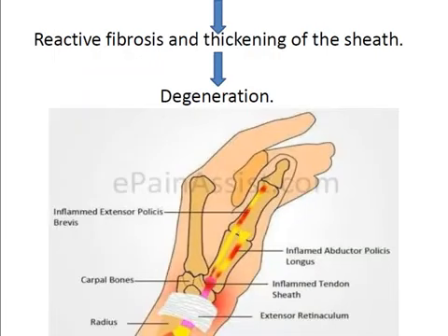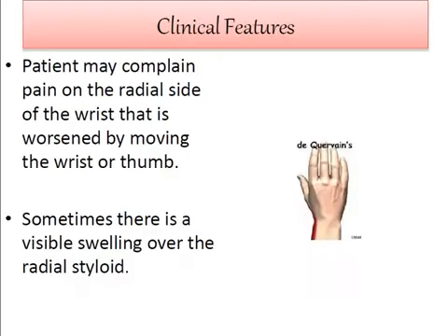Then reactive fibrosis and thickening of the sheath is seen, which later on leads to degeneration, and you are unable to move the thumb. You will start having pain over the thumb whenever the movement is performed. So what are the clinical presentations?